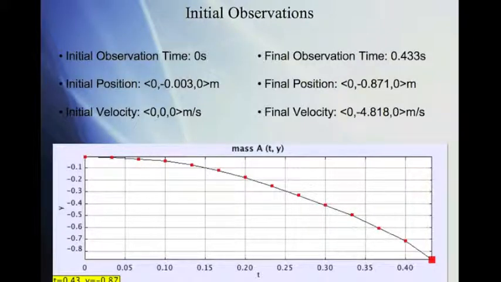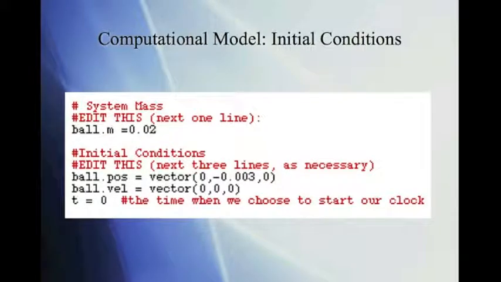Now it's time to begin building the computational model. I begin by plugging in my initial conditions found in my tracker video into the model: the initial position, which is 0.003, the initial velocity, which is 0, and the initial time, which is 0. I calculated the approximate mass of the stuffed animal to be 0.02 kilograms.